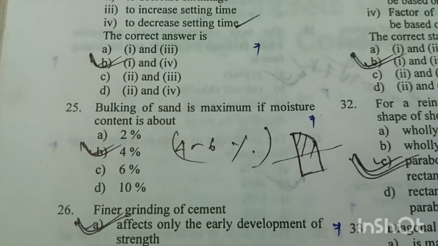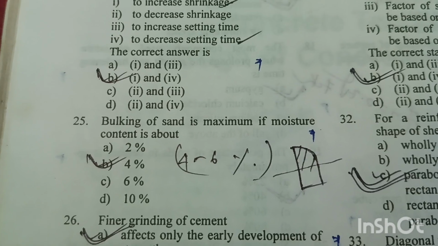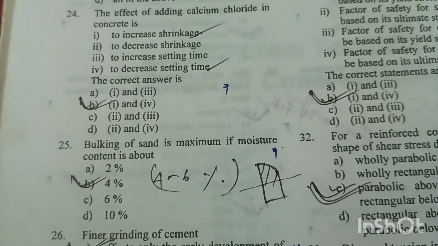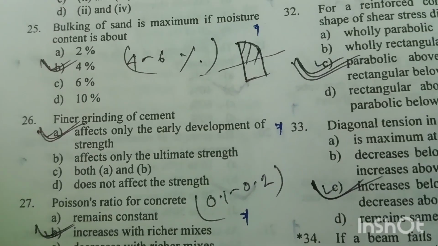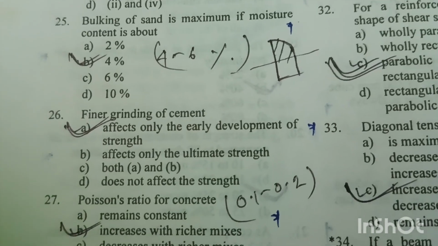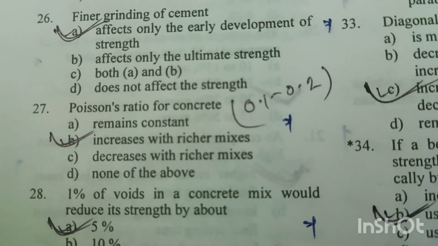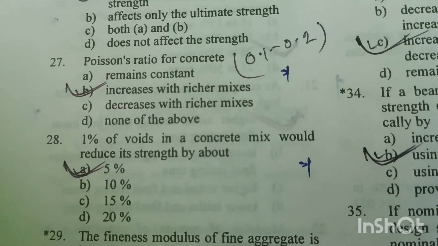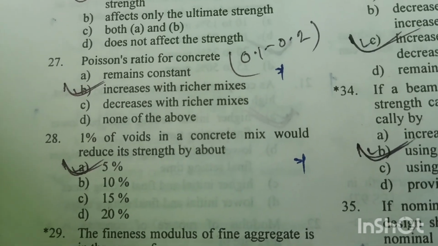Question number 25. Bulking of sand is maximum if moisture content is about 4%. Option B is right answer. An increase in moisture content in sand of 4% can increase bulking up to 25%. Question number 26. Final grinding of cement affects only the early development of strength. Option A is right answer. Question number 27. Poisson's ratio of concrete increases with richer mixes. Option B is right answer. Question number 28. 1% of voids in a concrete mix would reduce its strength by about 5%. Option A is right answer.